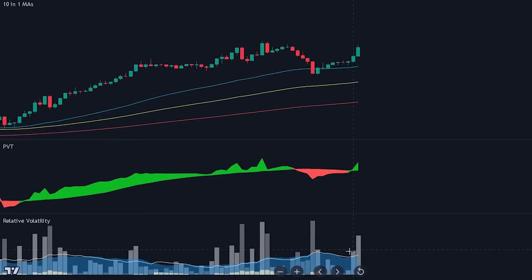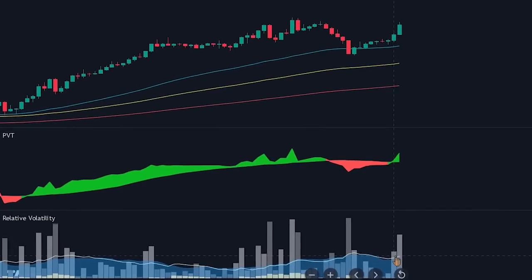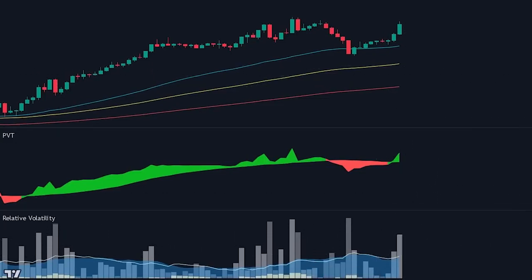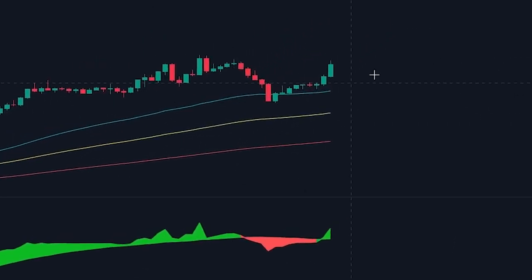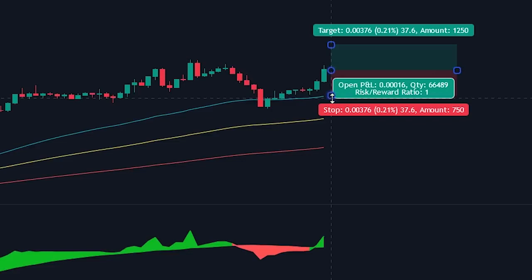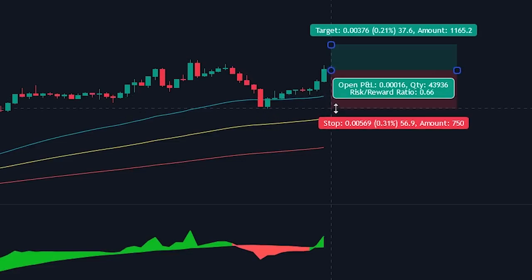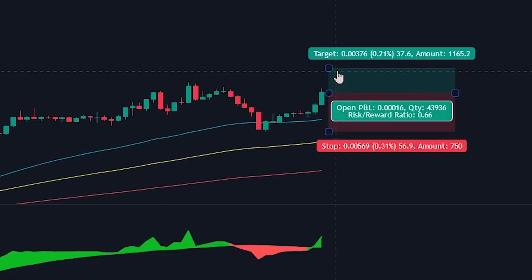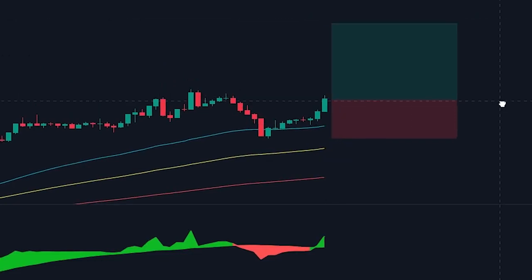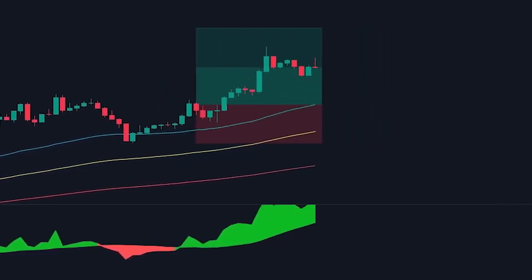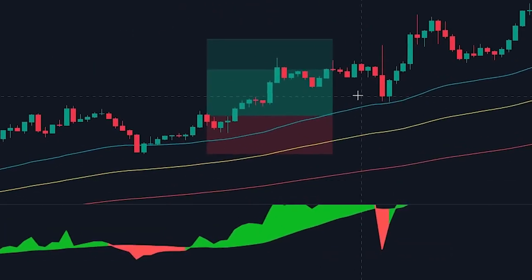Finally, if we look at the relative volatility indicator, we can see that the bar is greater than both the filter and the moving average. This means that there is sufficient volume in the market. All of these signals indicate that it's a good idea to enter into a position. So let's enter into a buy position. We will be placing the stop loss at the recent swing low. For the take profit, we will be targeting a 2 times risk to reward ratio. Now let's see how the trade plays out.